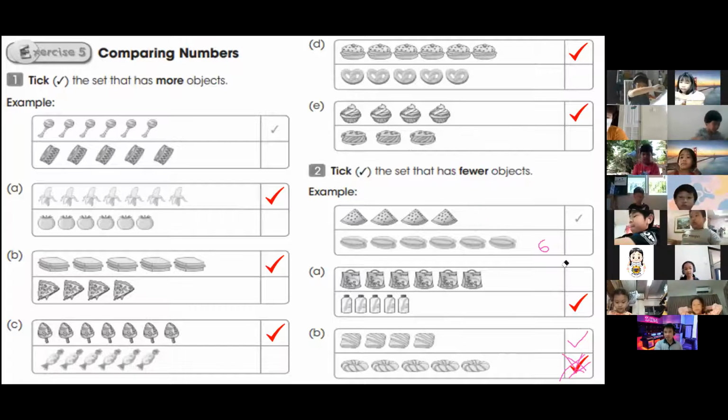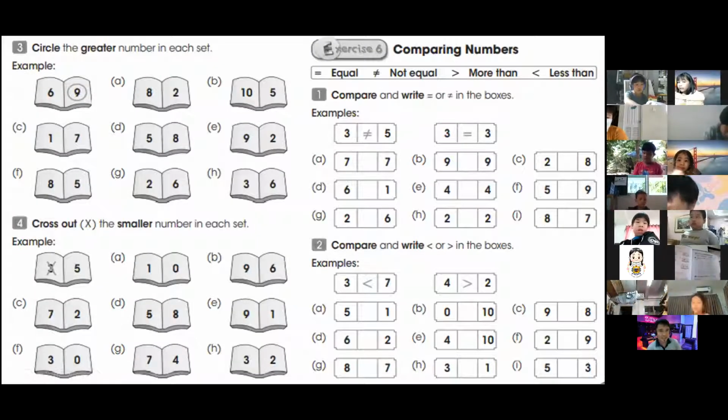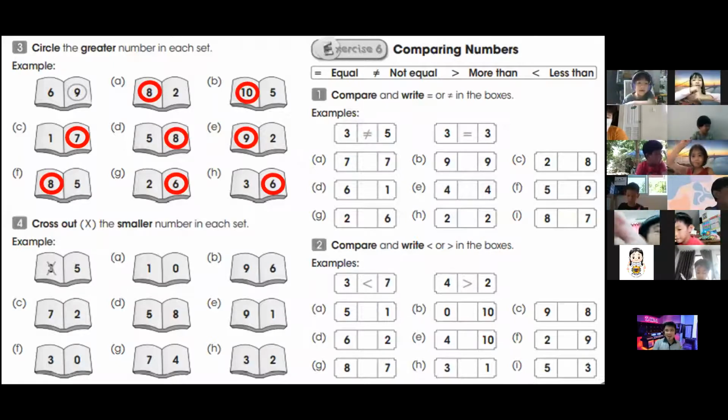Okay, now let me erase this one. Now let's continue. Here, now I will open your microphone. Okay. Very good. Very good.